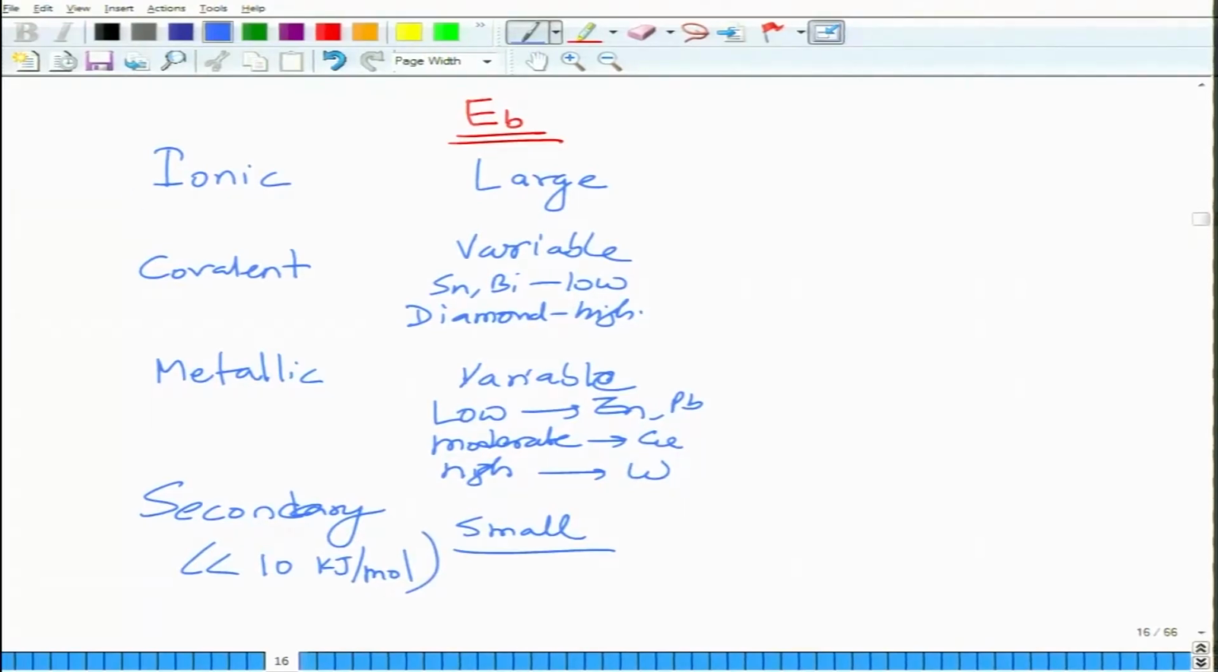So, for ionic we are typically looking at values greater than 100. Covalent we are looking at values between 50 and, let us say, 350. Metallic will again be anywhere from 20 to 350, and secondary will be very low, less than 10, but typically on the lower side less than 1 kilojoule per mole. And another thing that you want to know is the nature of the bond.